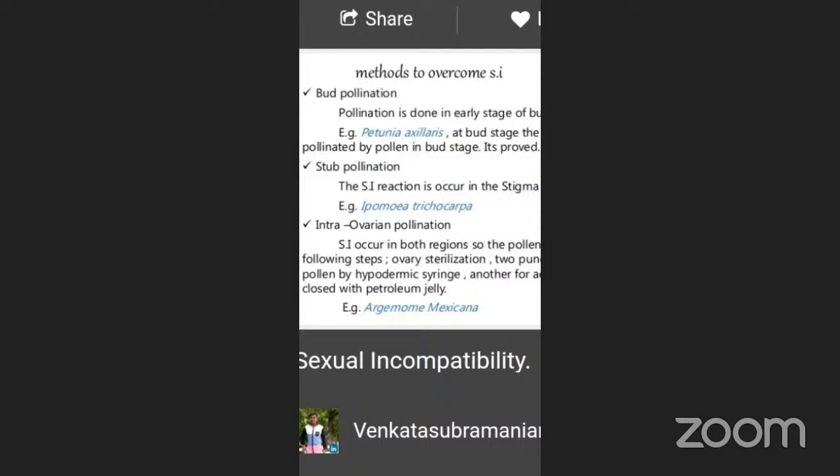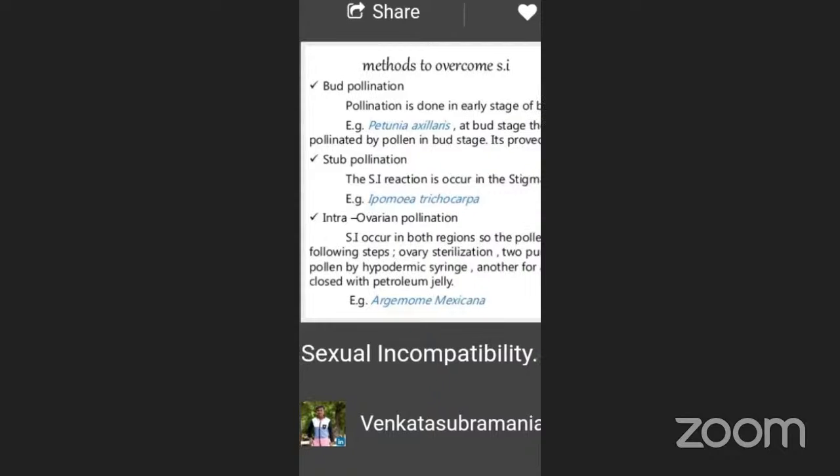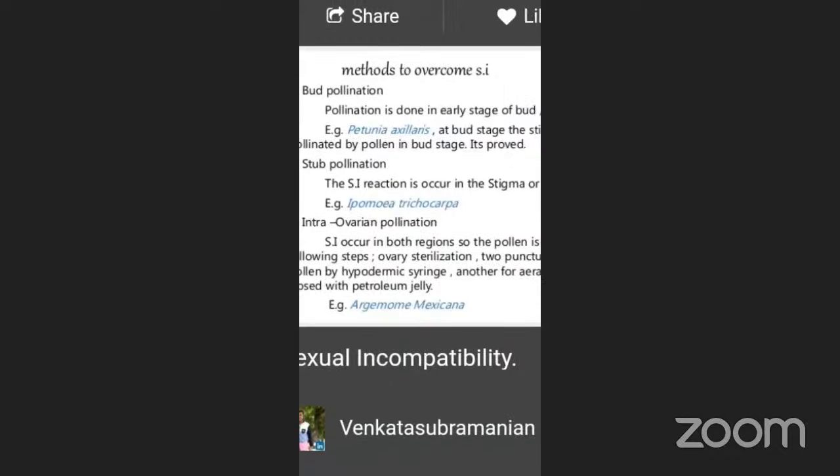There are many effective methods to overcome intra- and interspecific incompatibility. The first one is bud pollination. Bud pollination is the most successful technique for overcoming self-incompatibility. It has been successful in both sporophytic and gametophytic plants.